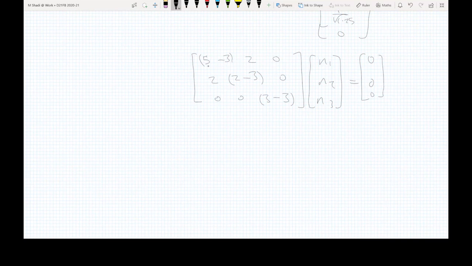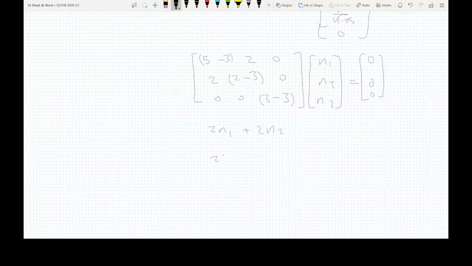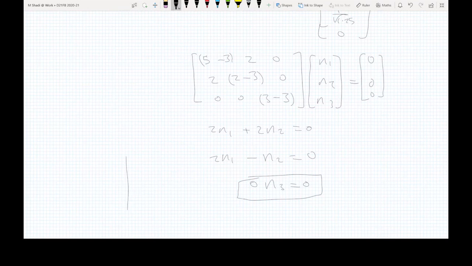So let us again simplify this. 5 minus 3, this is 2, and 1 added to 2 and 2. And then you have 2 and 1 minus n2. This is equal to 0. And then you have 3 minus 3, so this is 0 multiplied with n3 is equal to 0. Let us start from this equation, just like we have been doing so far. So I have 0 multiplied with n3 equal to 0.